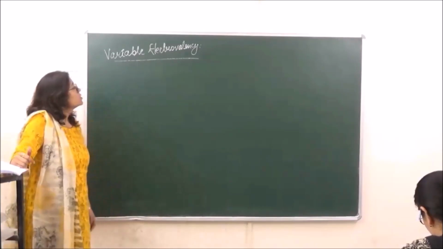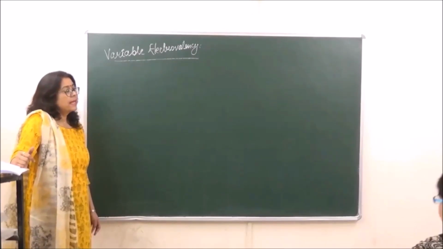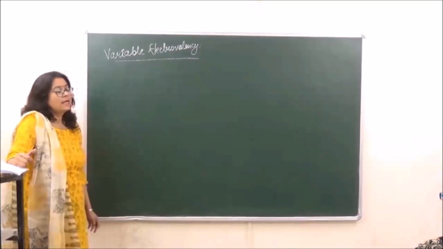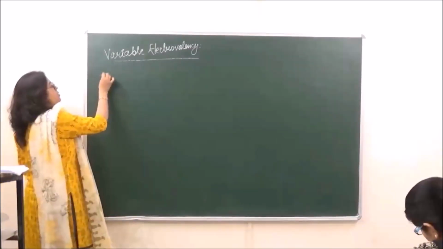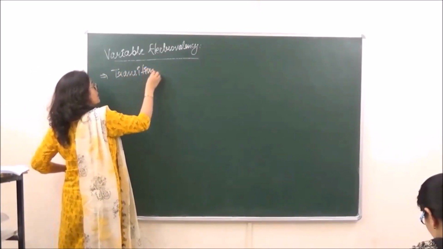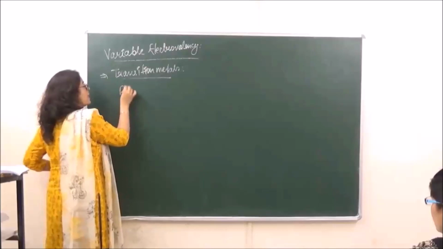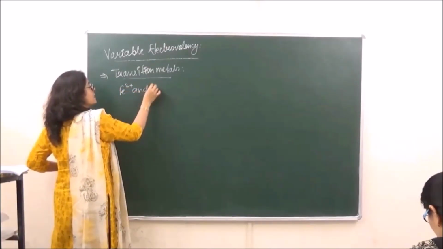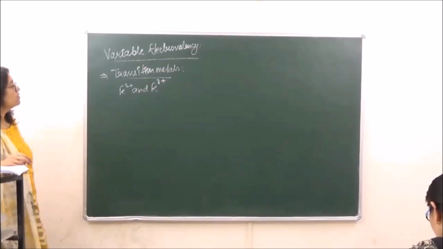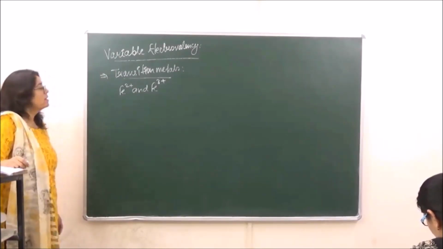Okay. Then what is this new term which we are doing now? Variable electrovalency. Variable means different. There are many metals which show variable electrovalency. For example, if we are talking of transition metals, let's take a few examples. If we take Fe2+ and Fe3+, then what are we saying? That iron is showing two different valencies: one is Fe2+ and the other is Fe3+, right?